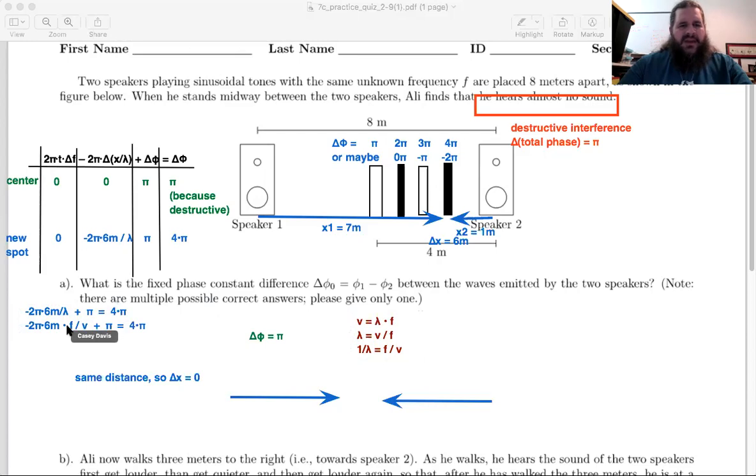So how would we start isolating F here? Would you subtract pi? Yeah, if we subtract pi from both sides, we get negative 2 pi times 6 meters times frequency over speed equals 4 pi minus pi, which would be 3 pi. And I think I'm already seeing a problem here, because when you solve for frequency, what sort of number are you going to end up with?